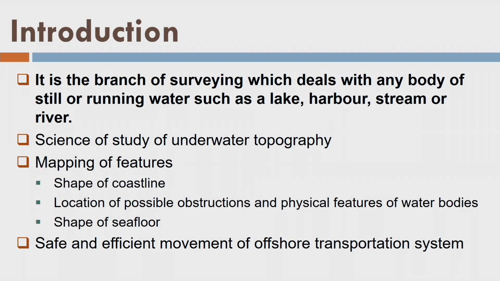Let me introduce hydrographic survey formally. It is the branch of surveying which deals with any body of still or running water such as a lake, harbor, stream or river, and you can also include the sea. It is the science of the study of underwater topography, which we have already said. In a hydrographic survey, we map features like the shape of the coastline. We also find the locations of possible obstructions and the physical features of water bodies, and then we map the shape of the sea floor.